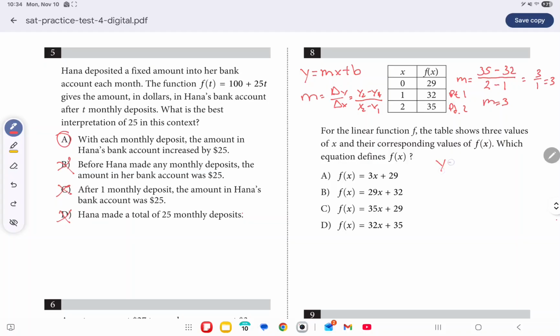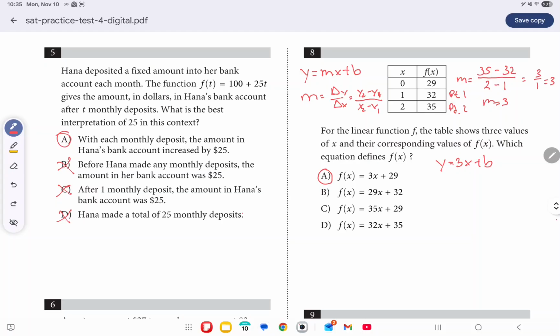So now I know that my equation is going to look something like this. At this point, we don't need to go any further, because the only answer that looks similar to that is A. Okay.